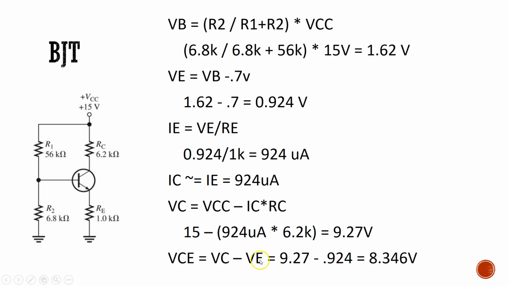VCE is then determined from that 9.27 minus the 924 millivolts that we found for VE, and we have 8.346 volts from collector to emitter.